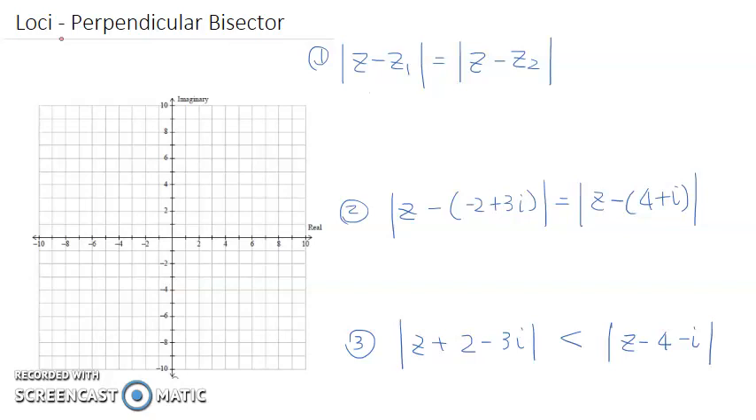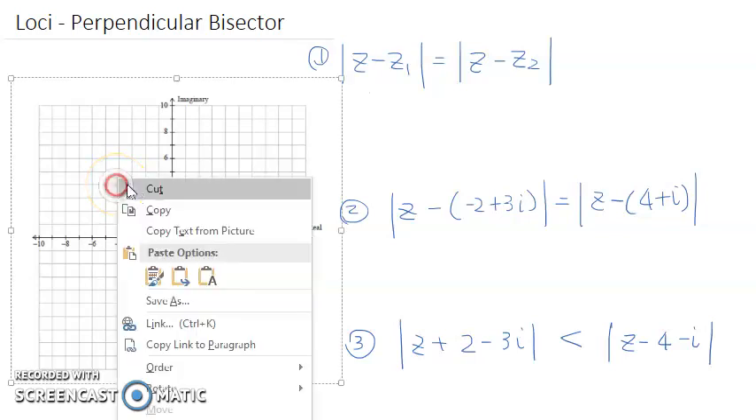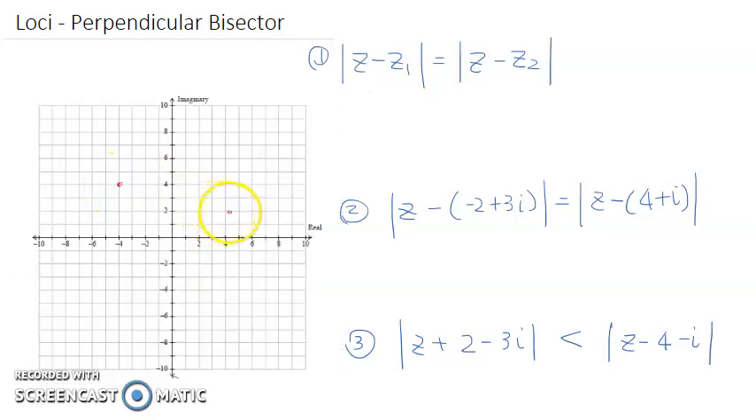Now I don't know exactly what z1 and z2 are, so I'm just going to randomly assume that z1 is here and z2 is going to be here. It says the distance from these two complex numbers to z is exactly the same. The first thing I can think of is to connect these two and choose this midpoint, which tells me that this distance and this distance are exactly the same. So let's say this point is z.